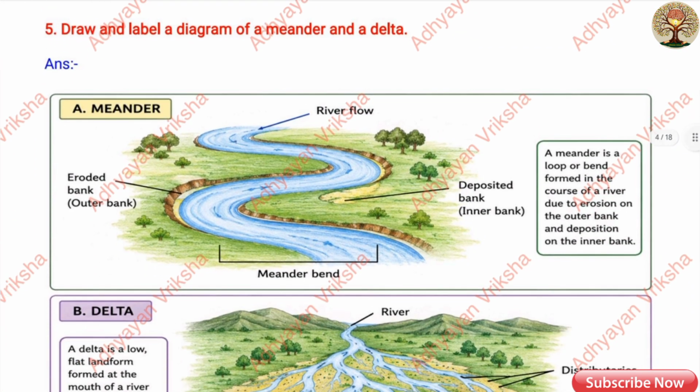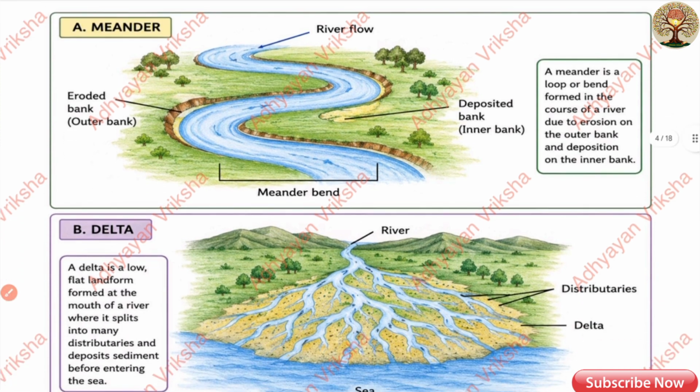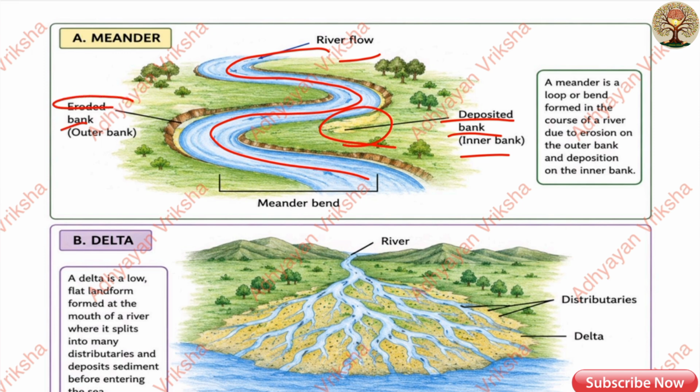Now question number 5, draw and label a diagram of the meander and the delta. This is exactly the diagram that I have made, and now see one by one, first the meander. This is the type of meander. This area is known as the deposit bank, inner bank. This is the river flow, eroded bank, outer bank. This is exactly the meander bend. A meander is a loop bend formed in the course of the river due to the erosion in the outer bank and deposition in the inner bank.